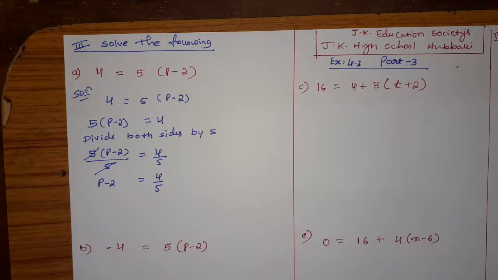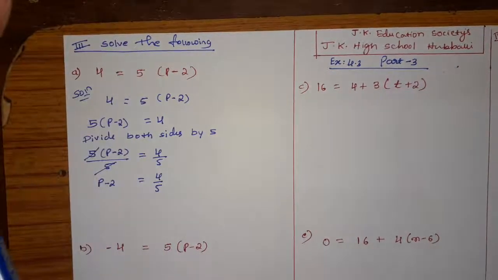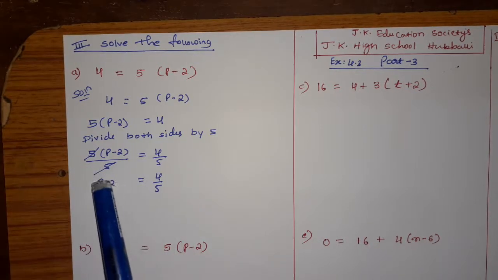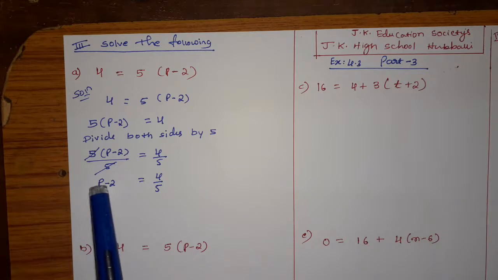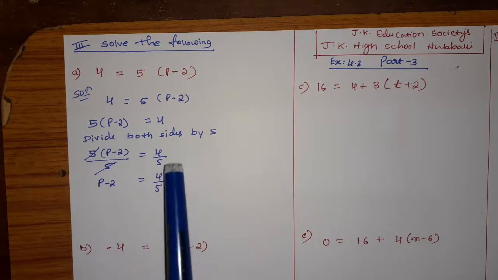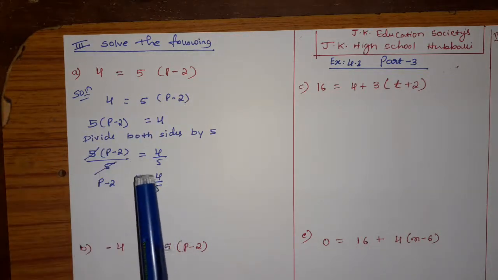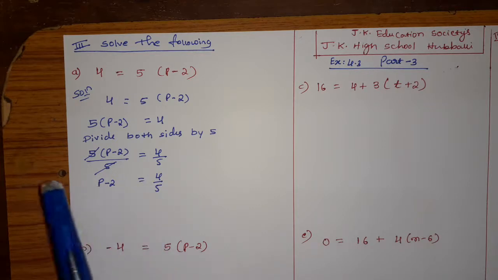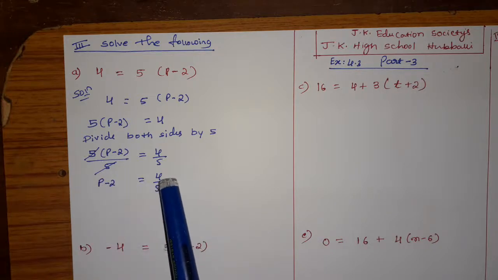Am I right? Now by the transposing method, what can I do? By the transposing method I can transfer this minus 2 from LHS to RHS. Remember, if we are completely exchanging LHS and RHS, then there will be no change in the sign. If we are moving any one number or one term from the LHS to RHS, then the sign changes. I am keeping 4 by 5 at its place and I am keeping P at its place. Only I am moving minus 2 from LHS to RHS. Then in this case it will become plus 2.